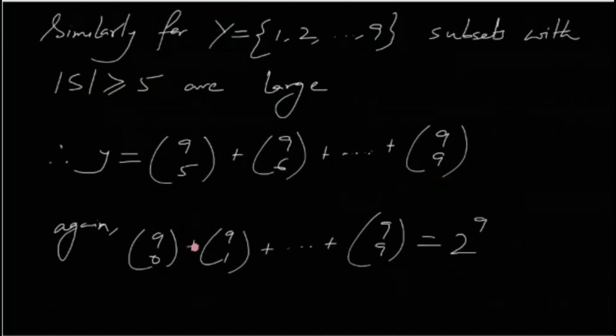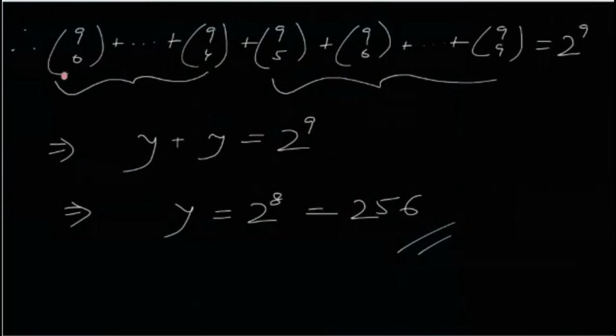Again, just using the same trick, 9 choose 0 plus 9 choose 1 plus 9 choose 2 up to 9 choose 9 is nothing but 2 to the 9, right? Again, this part from 9 choose 0 to 9 choose 4, and this part from 9 choose 5 to 9 choose 9, these two parts are the same, because 9 choose 5 and 9 choose 4 are the same, 9 choose 3 and 9 choose 6 are the same, and so on. 9 choose 0 is 9 choose 9, same. So this entire thing and this entire thing are the same, and this is nothing but y.